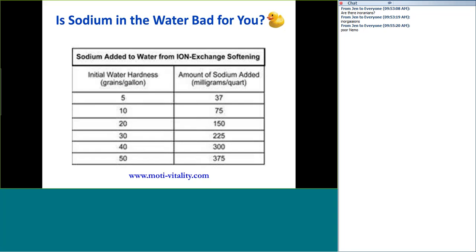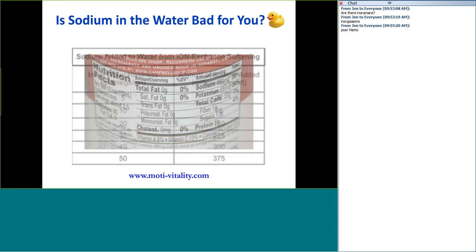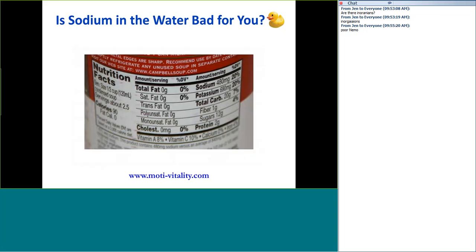Anyway, this is just a nice little chart that tells you how much sodium. If you're starting with your initial water hardness, let's say it's typical city water around 10 grains, then you get about 75 milligrams per quart of sodium added to the water. Let's just look at a couple examples of how that compares to some of our foods.